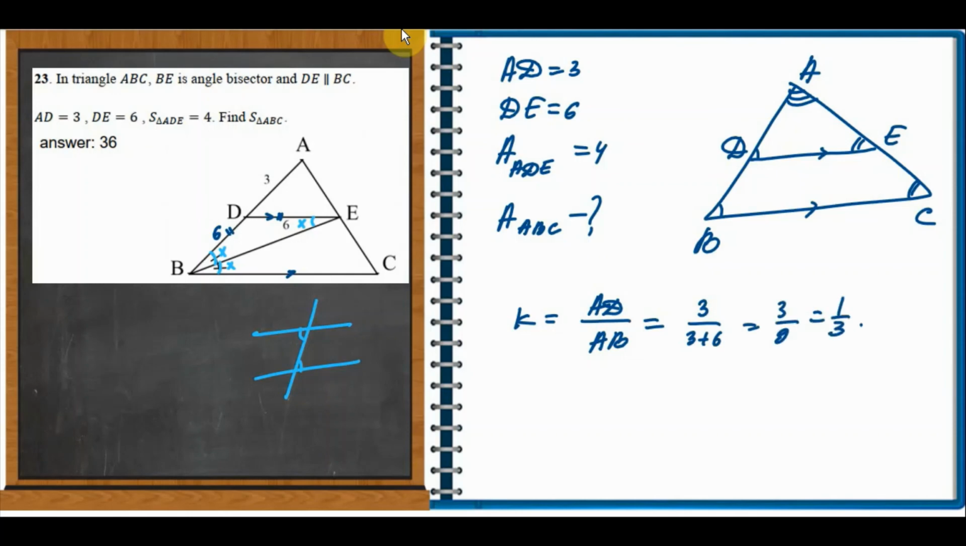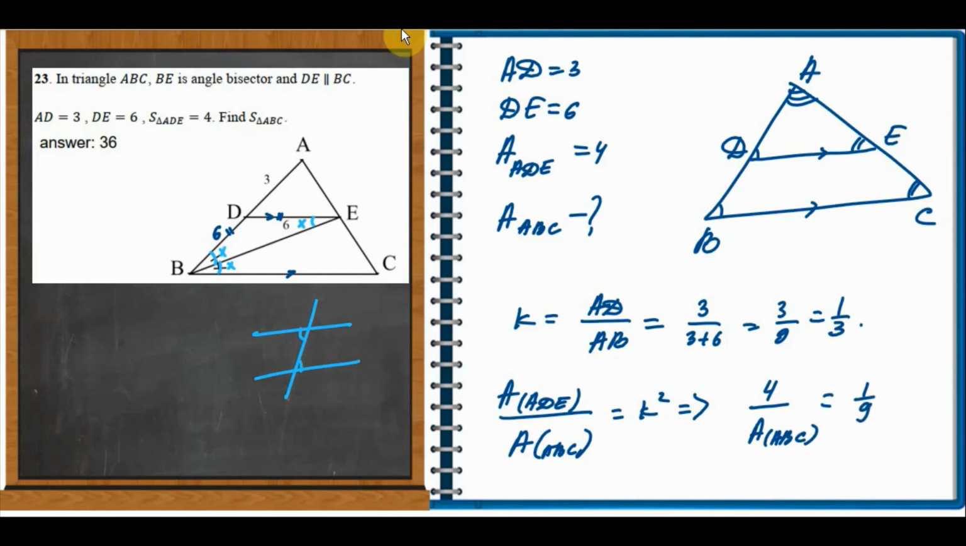Now, the ratio of areas. We started with the small triangle, so let's write the small triangle's area. Area ADE over area of ABC is equal to k squared, which is 1 over 3 squared. Before writing it, let's write the value of area of ADE. That is 4 over area of ABC. It's going to be 1 over 9, which is k squared. And area of ABC will be 9 times 4, which is 36. The correct answer is 36.